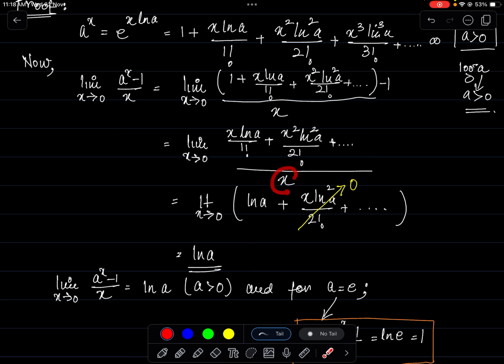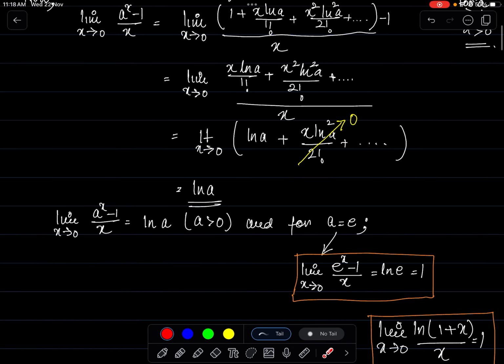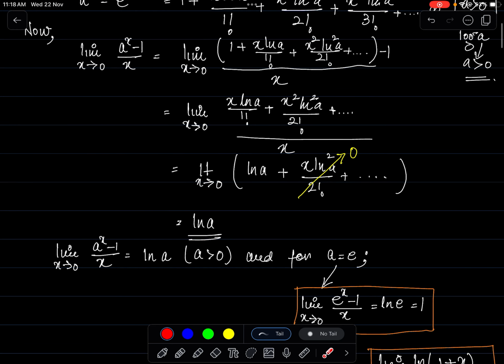Once we take x common, it can be cancelled with the x in the denominator, and then you will be left with ln a by 1 factorial. Now 1 factorial is 1, so I am not writing it over here, plus here one x goes away, so you will be left only with x, and then ln square a by 2 factorial and so on. Now when I apply the limit over here, what will you get? Every term from here onwards will have x in the numerator, and that will go to 0. So you will be left only with ln a.